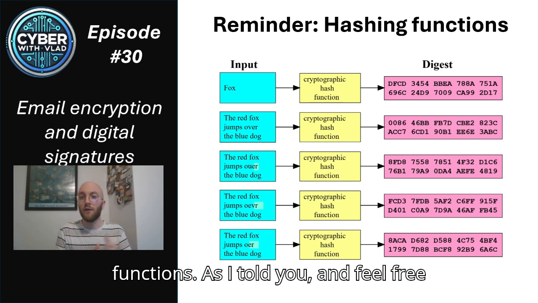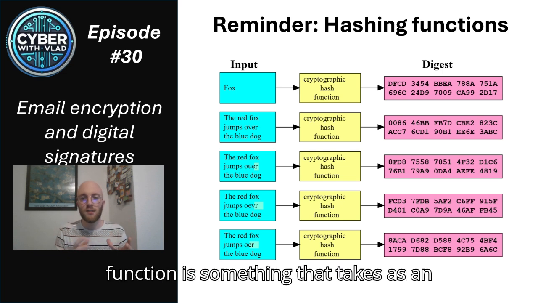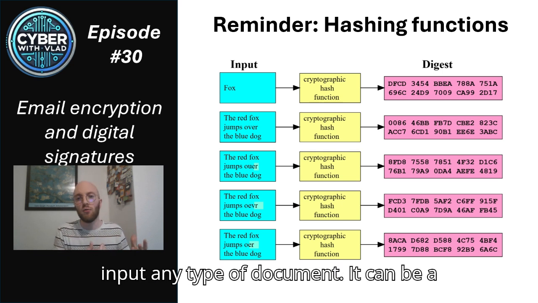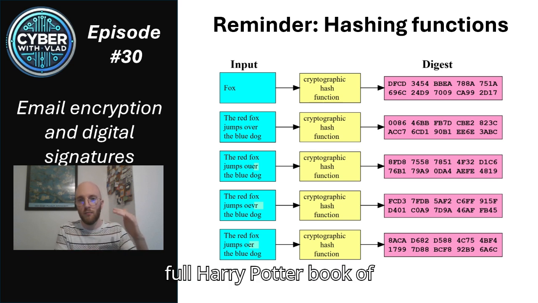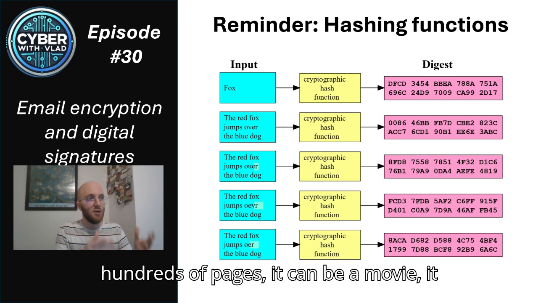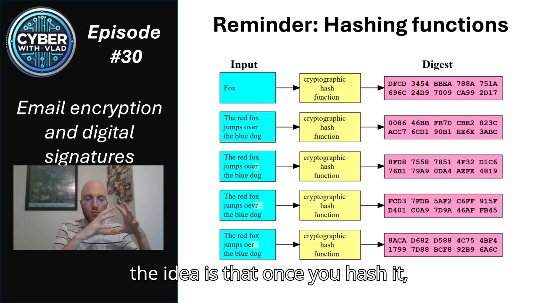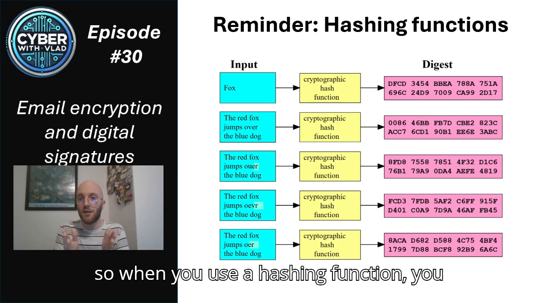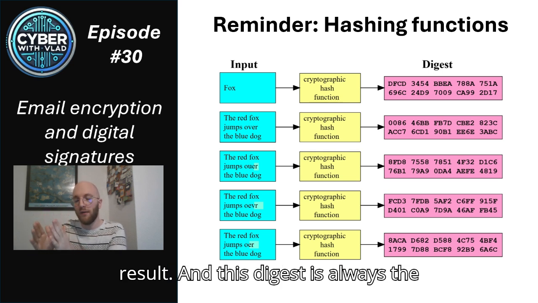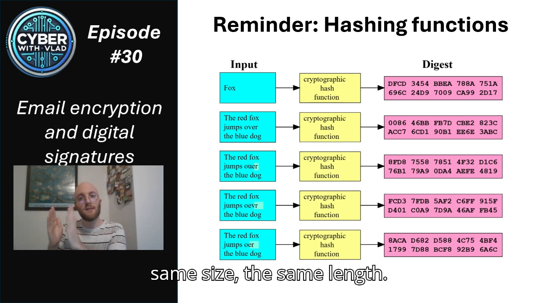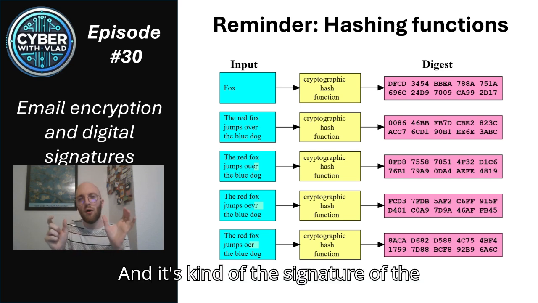As I told you, and feel free to go back to the previous episode if it's still unclear to you, a hash function is something that takes as an input any type of document. It can be a word, a sentence, a full Harry Potter book of hundreds of pages, a movie, pictures, anything you want. But the idea is that once you hash it, you get what we call a hash or a digest as a result. And this digest is always the same size, the same length, and it's kind of the signature of the content.